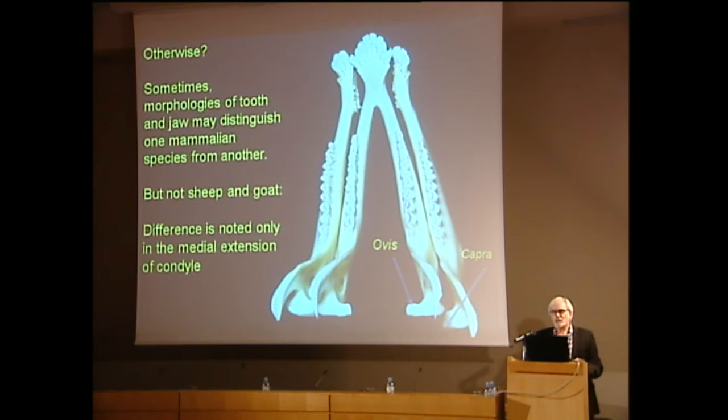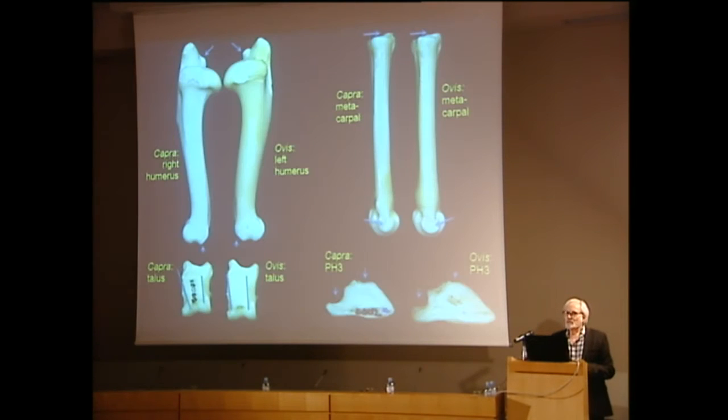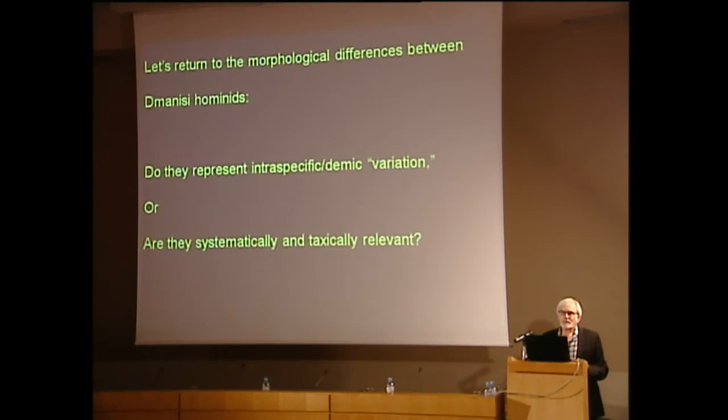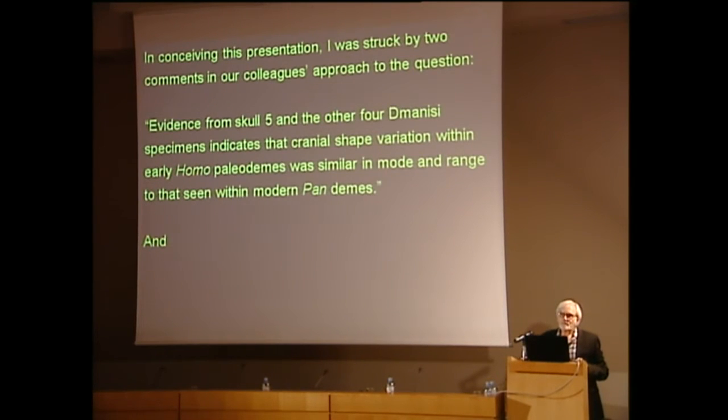Perhaps in terms of the condyle, there are differences. And if we look at postcrania, the differences are also very minute. And most of the skeleton cannot be distinguished one taxon or the other. So let's turn to the morphological differences amongst the Dmanisi hominids. And the question, do they represent variation, or are they systematically and taxically relevant?